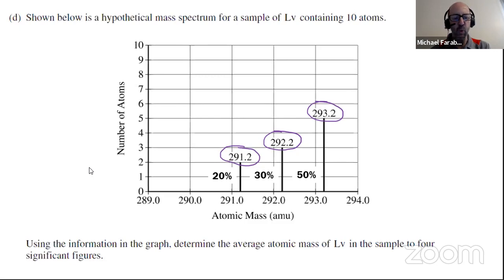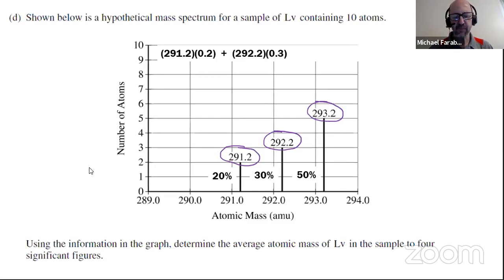So we're going to just do a weighted average. We multiply each of the mass numbers by the percent as a decimal. So I did 291.2 times 0.2, which is 20%. And then I continued with 292.2 times 0.3, that's 30%. I'm adding these portions together for my weighted average, 293.2 times 0.5. And my grand total, the weighted average, works out to be 292.5.